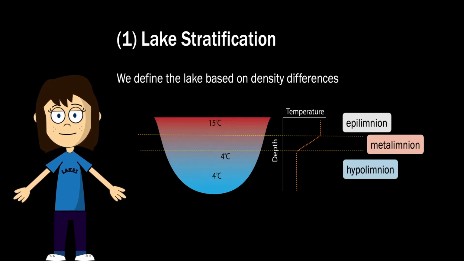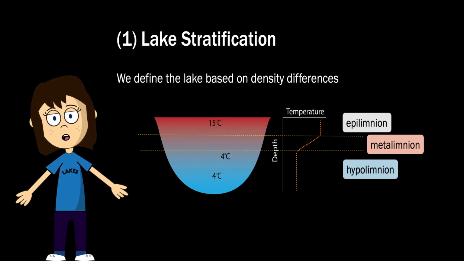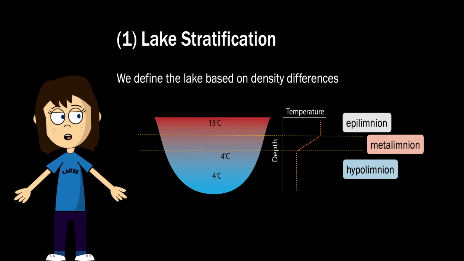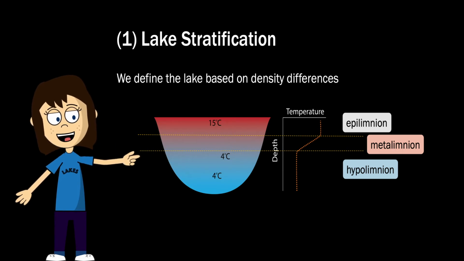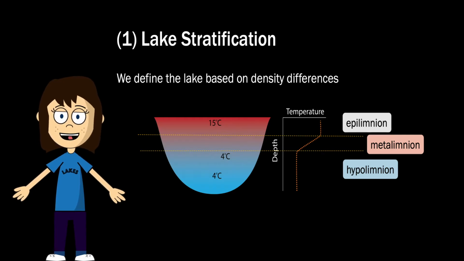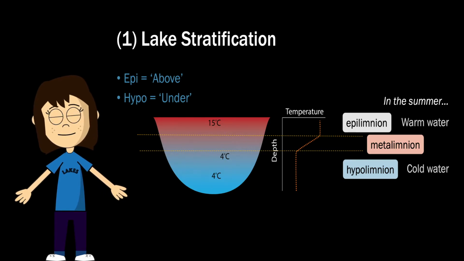Because lake stratification is so important for water chemistry and lake biology, we differentiate the water column into 3 separate zones: the epilimnion, or the surface water, the metalimnion, or the middle water, and the hypolimnion, or the bottom water. And in the summer, the epilimnion tends to be warm, and the hypolimnion tends to be cold. The metalimnion is the area that exhibits a sharp decrease in temperature and a sharp increase in density.